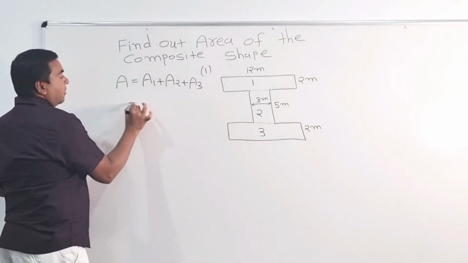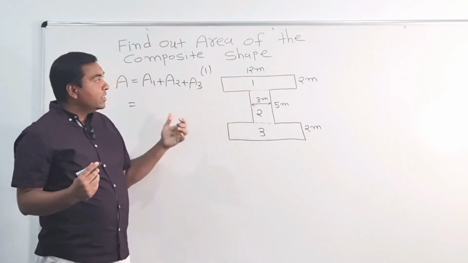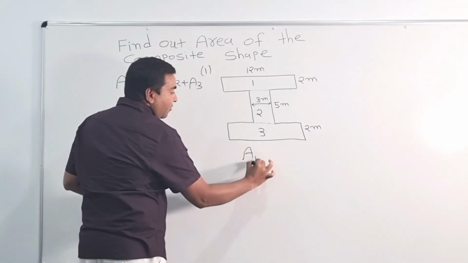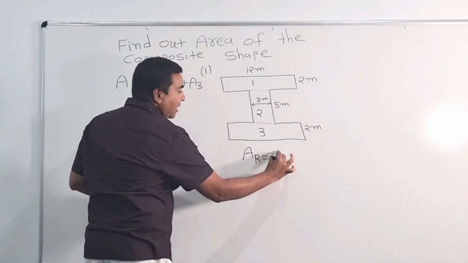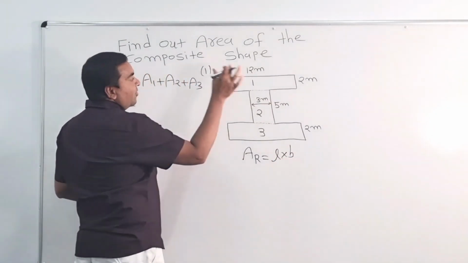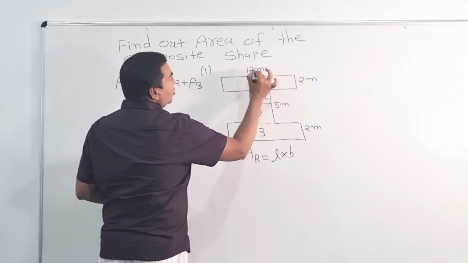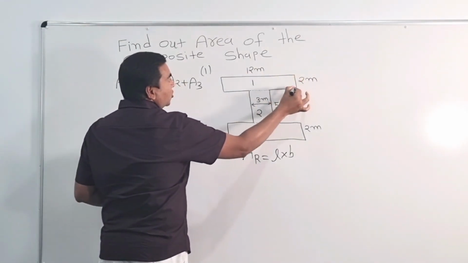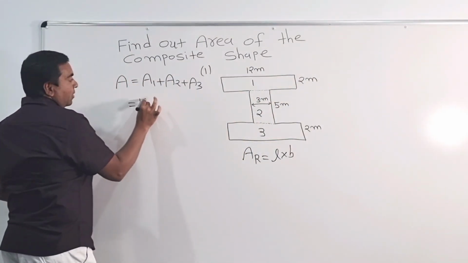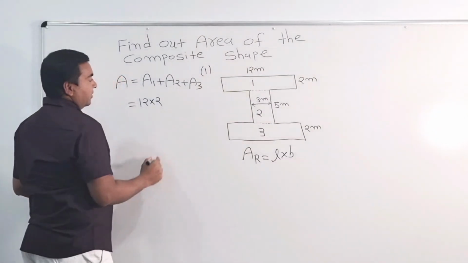Now guys, my area 1 is a rectangle. What is the equation of a rectangle? Area of a rectangle is nothing else but length multiplied by width, length times width. So my full focus is on the top rectangle. What is the given length? 12 meters, width 2 meters. So length times width: I can just do 12 multiplied by 2, and I'm done with my top rectangle.